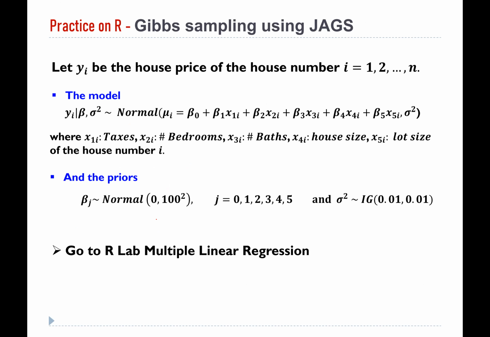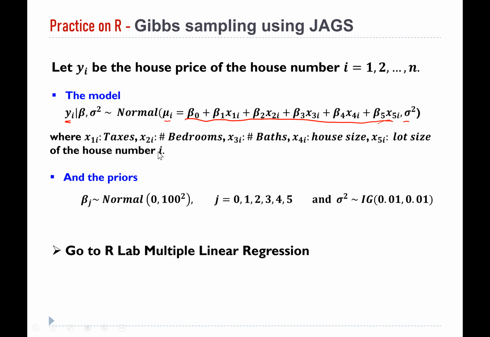So again, let's define the likelihood for this example. We have 5 explanatory variables, x1 up to x5. So each observed value yi follows a normal distribution with mean mu i, which is this part, and variance sigma squared. So x1 is the taxes, x2 is bedrooms, x3 is bathrooms, x4 is house size, x5 is lot size for the house number i.